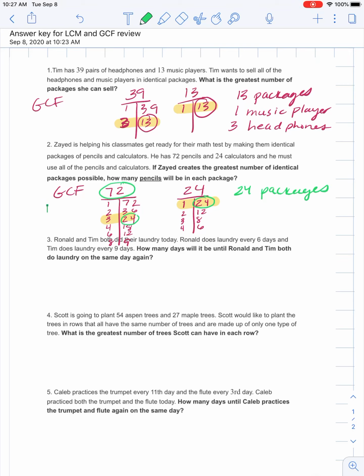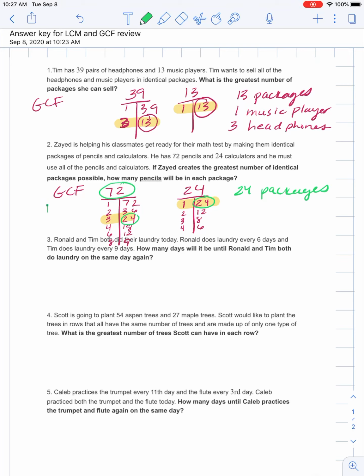All right, 3 pencils and then 1 calculator. So we could say 3 pencils and 1 calculator. And really it just asks for the pencils. So that right there is our answer. Okay, hopefully going over those 2 was helpful. Or let's do one more.